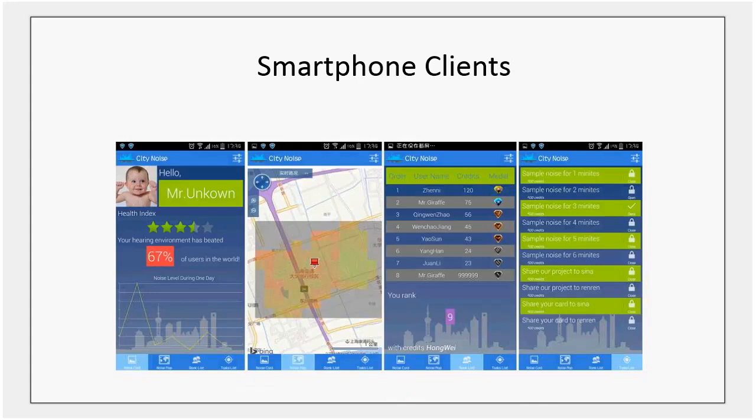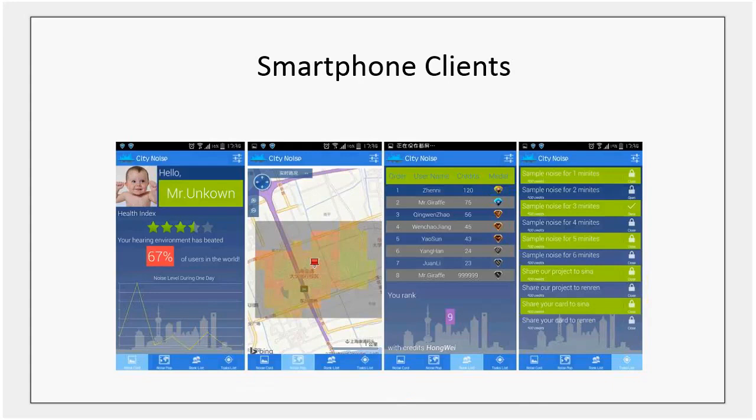So as you can see in this slide, there are four pictures. Picture one shows the noise level at the current location of this user. And the second page shows the noise mapping service. So basically there's a map, and on top of the map, we add an overlay to show the noise level at different locations at present. And it is also able to show the noise level at times in the past. And picture three shows how many points you earned. And the last picture shows how many sensing tasks you can compete for.